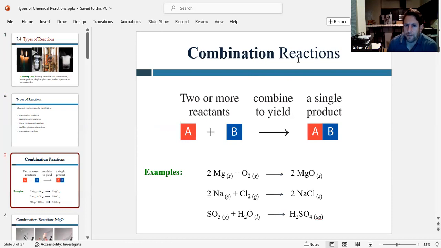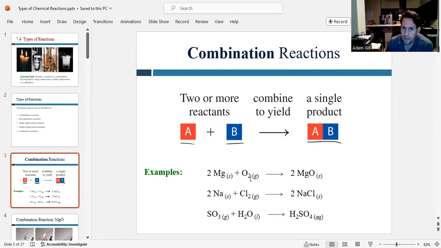Combination reactions are when you combine 2 reactants to make a single product. So the general scheme is, A plus B creates AB. This thing plus this thing stick together and make a compound. Combination reaction. Here are some examples.